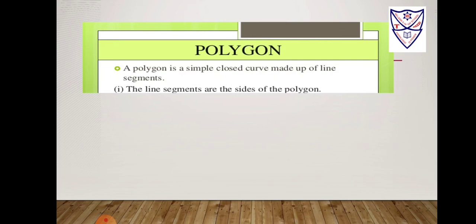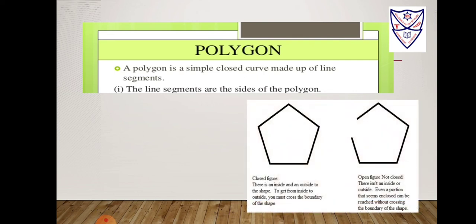Polygon. What is a polygon, students? A polygon is a simple closed curve made up of line segments. The line segments are the sides of the polygon. Let us understand these definitions with one example. Students, this is a figure. What is the definition? A polygon is a simple closed curve. Simple closed curve means it does not cross itself. So this is a simple closed curve, and this is an example of a polygon with line segments.